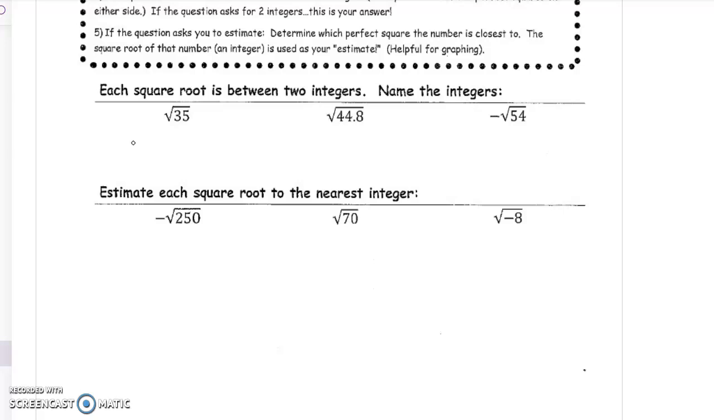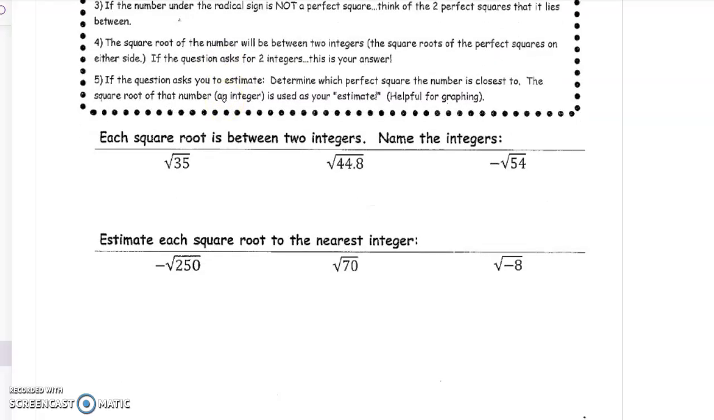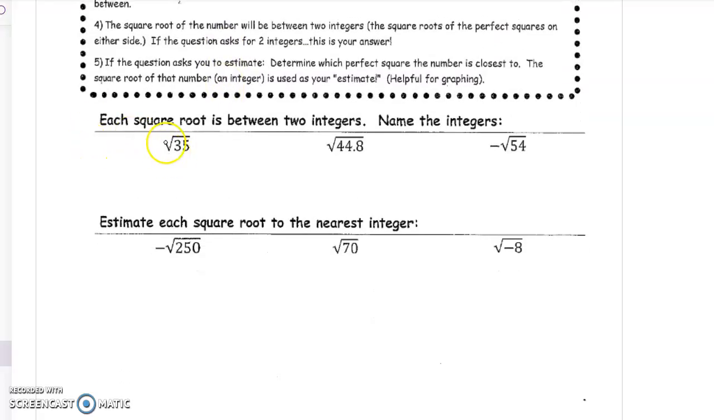So homework, sorry. But first here, each square root is between two integers. Name the two integers. So it's very similar to what we just did at the top. So this first one here, with a square root of 35, what two whole numbers would the square root of 35 be closest to? So if we think about it, 5 squared is 25, and 6 squared is 36, so we know 5 and 6 are the two closest square roots.